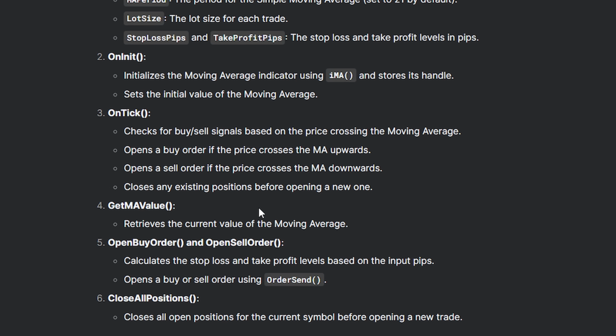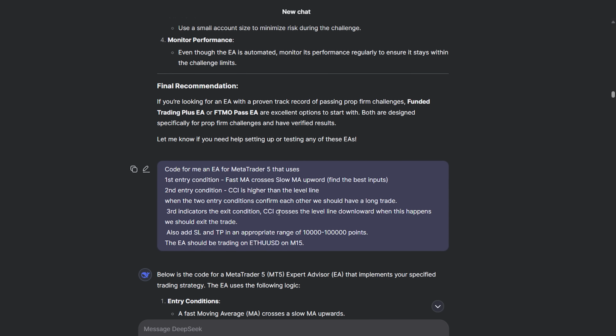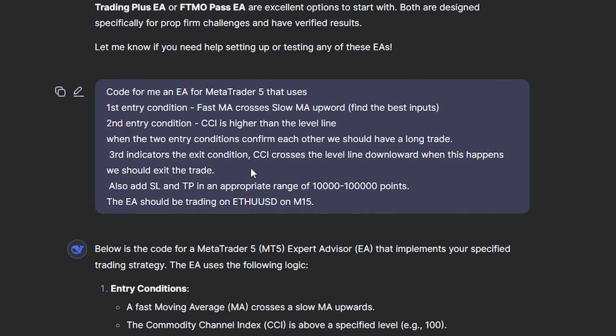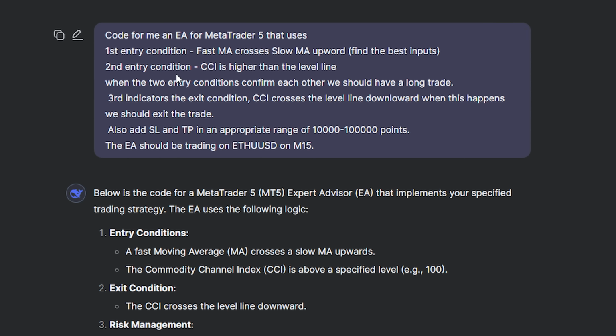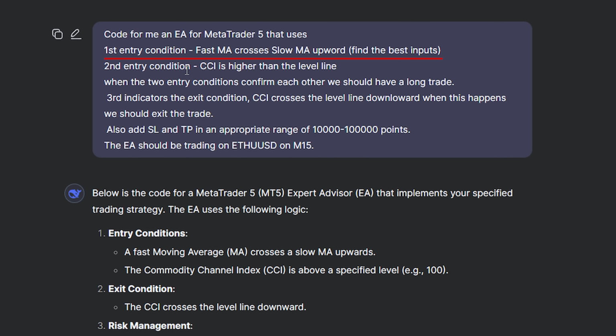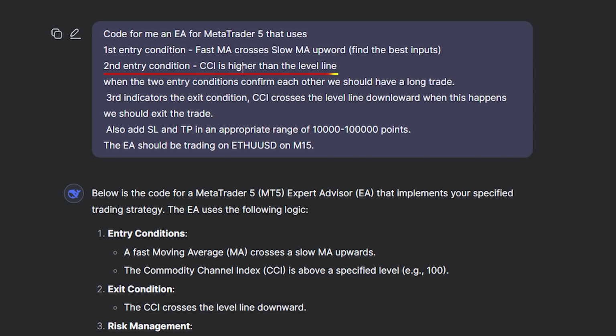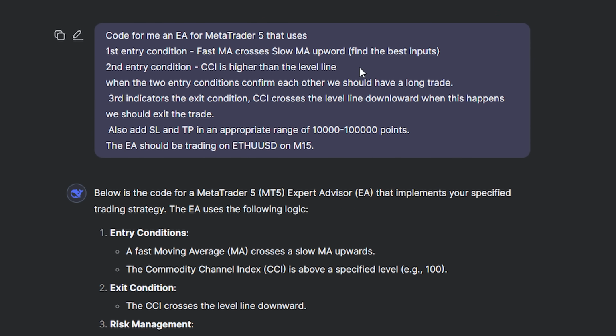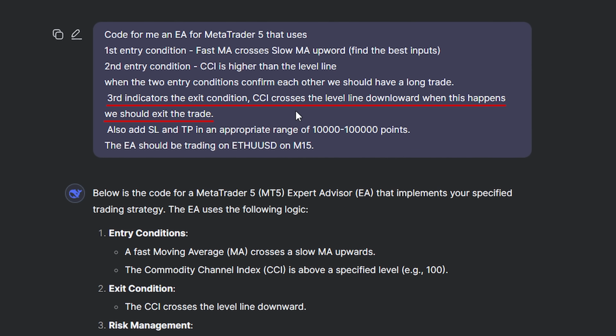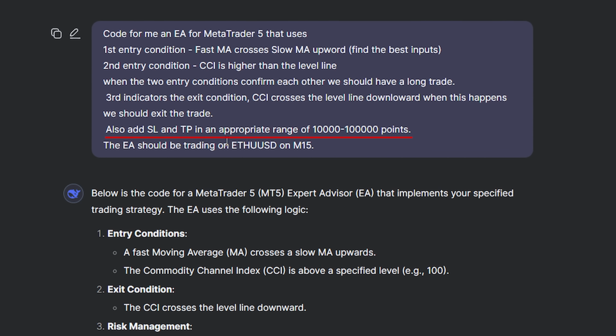You can see all of that below, but this thing really didn't work. It didn't compile on MetaTrader. So I decided to give it a little bit more detailed prompt with a strategy that I used in the past, and I asked for 2 entry indicators, one to be the fast moving average crossing the slow moving average upwards, and the second one to be the CCI being higher than the level line. So when these 2 confirm, it should buy, and also an exit condition is applied with the CCI. I asked again for the stop loss and take profit. That is a strategy I used to trade on the Ethereum.